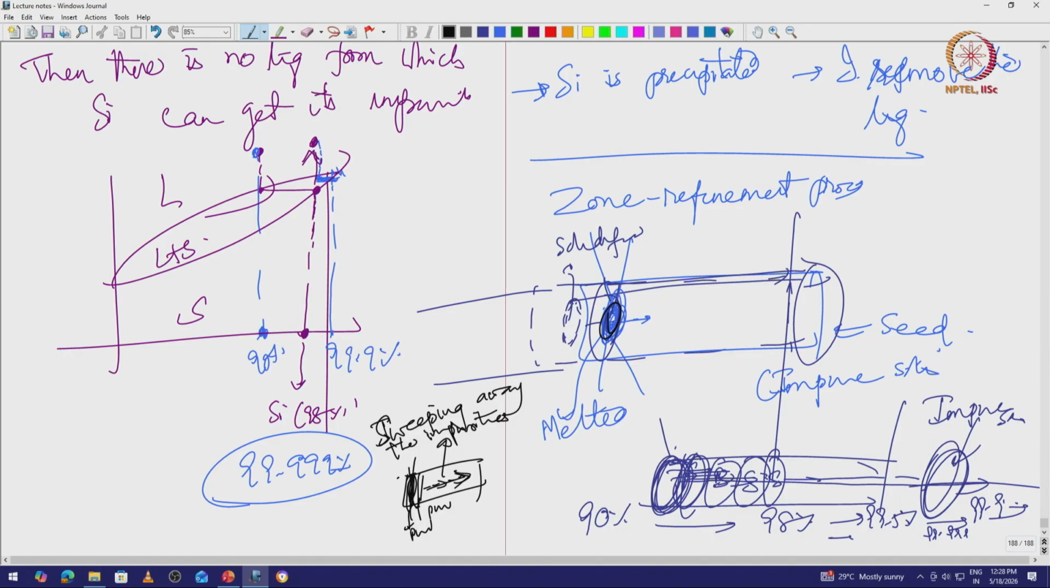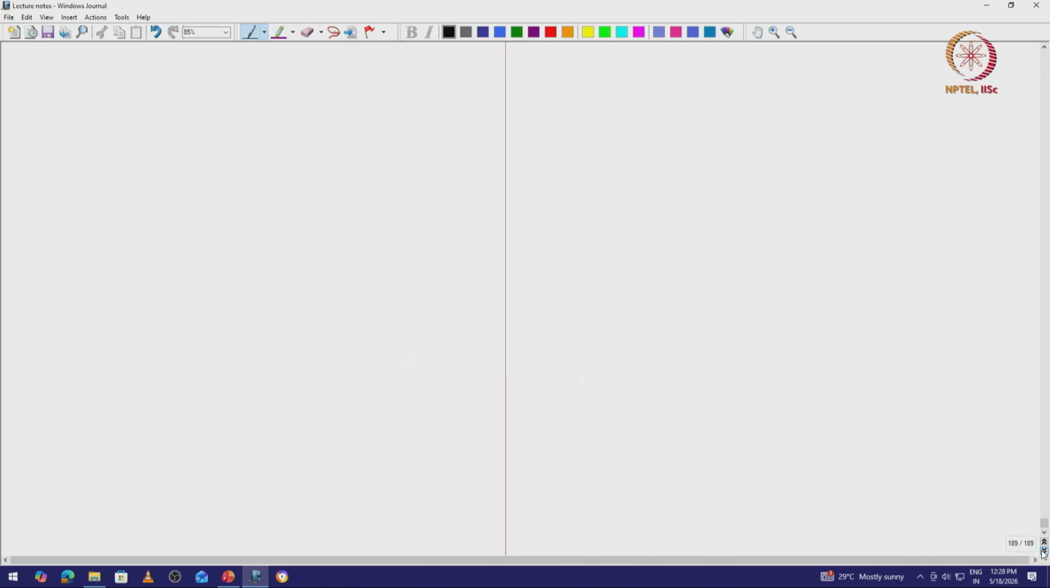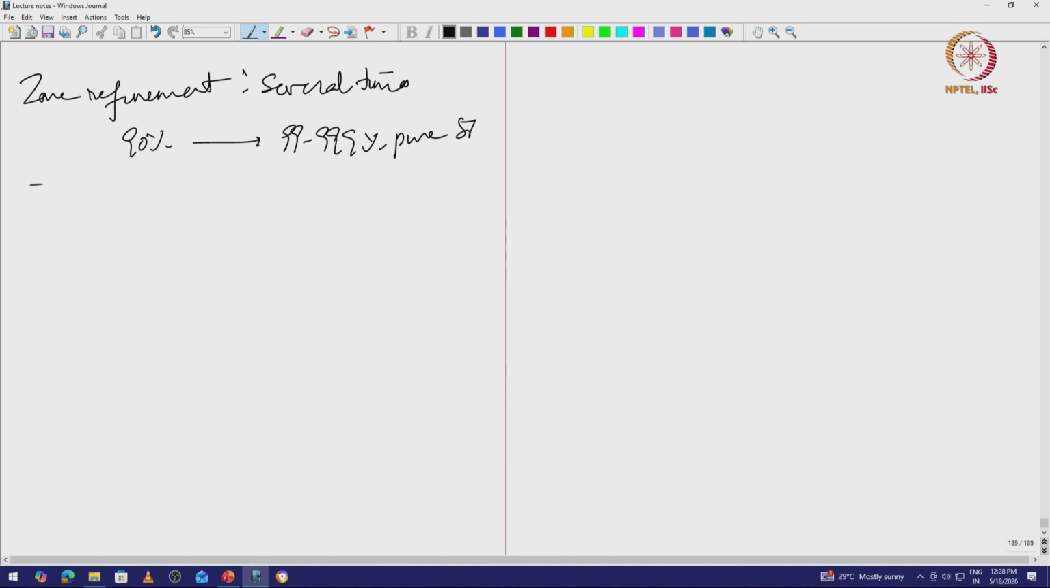I can run this several times. I can run the same zone refinement several times to get from 90% pure to 99.999% pure silicon. So this is the idea of what is called zone refinement.